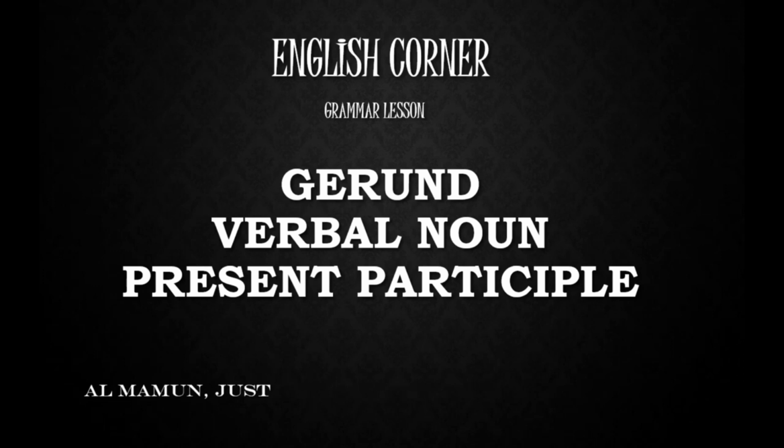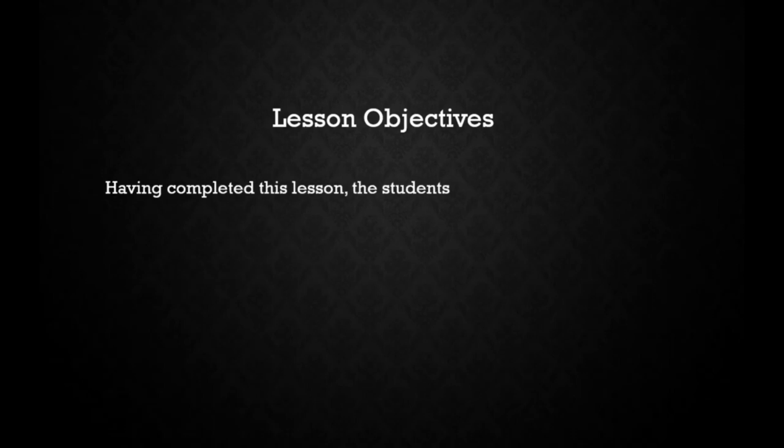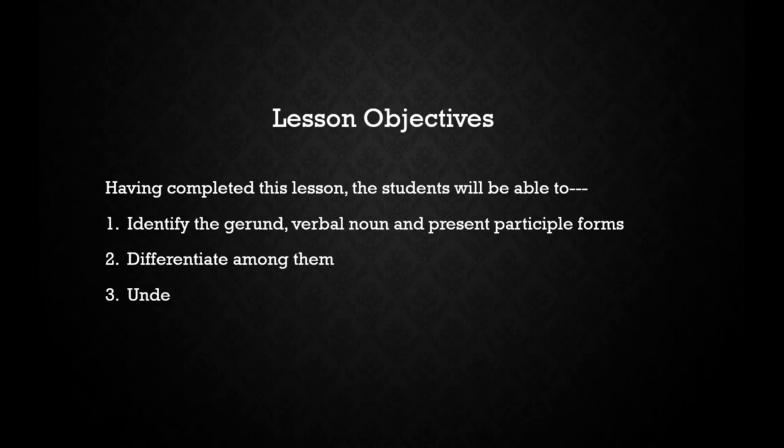As promised earlier, we will talk about gerund, verbal noun and present participle. Lesson objectives. Having completed this lesson, the students will be able to identify the gerund, verbal noun and present participle forms. Students will be able to differentiate among them. The students will be able to understand the use of these three things. And the students will be able to use these forms in sentences.